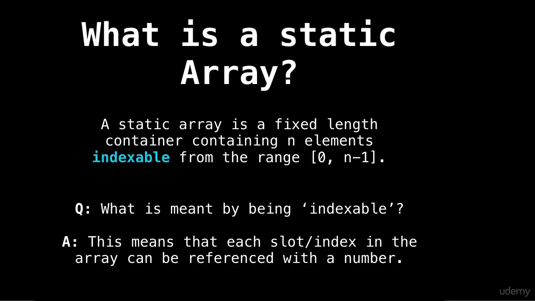Discussion and examples. So what is a static array? A static array is a fixed length container containing n elements which are indexable, usually on the range of 0 inclusive to n minus 1 also inclusive. So a follow-up question is, well, what is meant by being indexable? The answer to this means that each slot or index in the array can be referenced with a number.